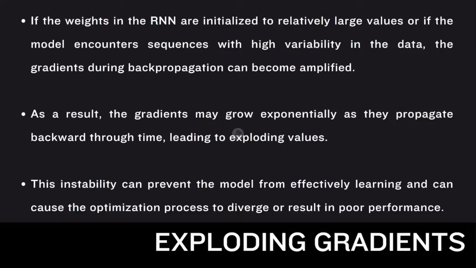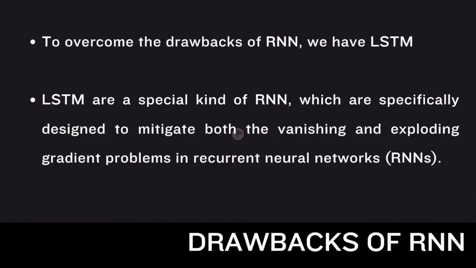You won't achieve the global minima. In the descent, your weights will be jumping here and there, and the loss will keep on being high. It won't attain the lowest point. And this instability can prevent the model from effectively learning and can cause the optimization process to diverge or even result in poor performance. And to overcome the drawbacks of RNN, we have LSTM.